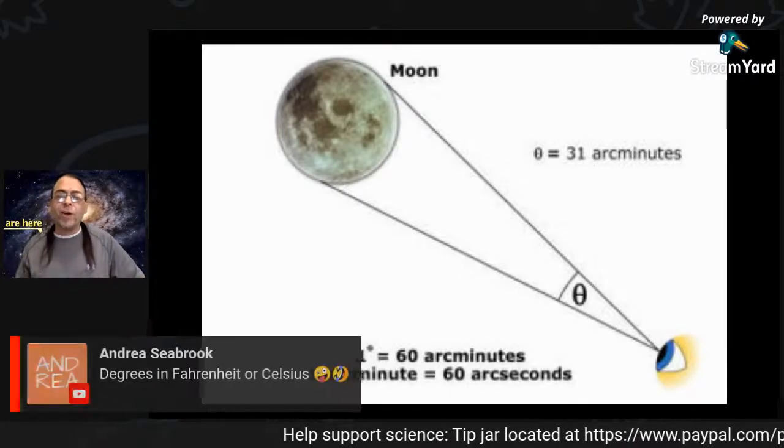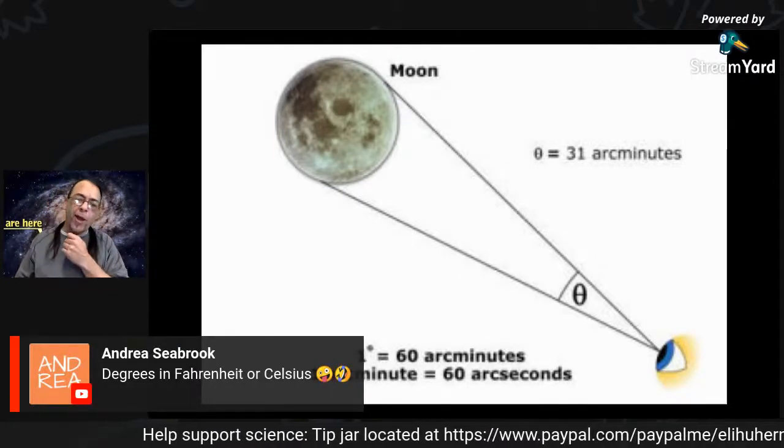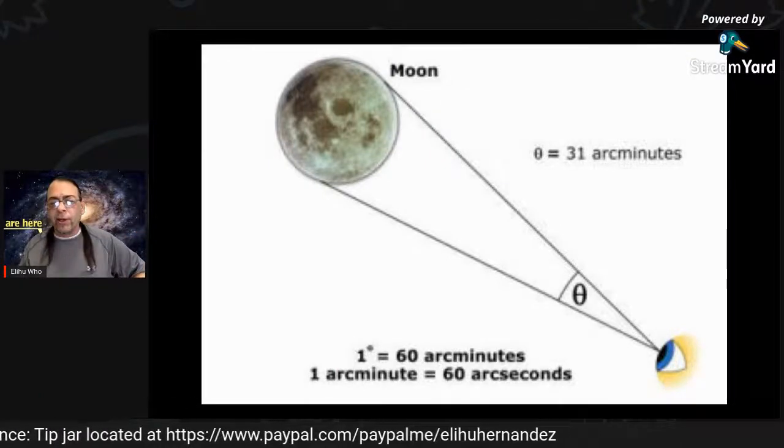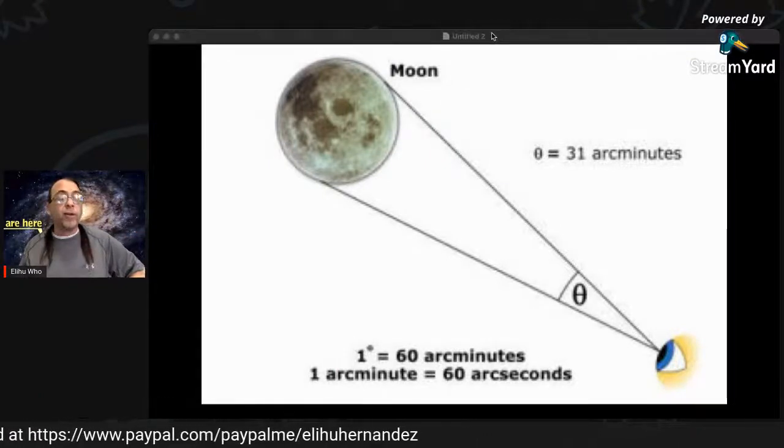Degrees of Fahrenheit and centigrade. Well, we're not talking about temperature, we're talking about angular here. Why does this look a little dirty? Because this is the best calibration picture I can find of the moon here.